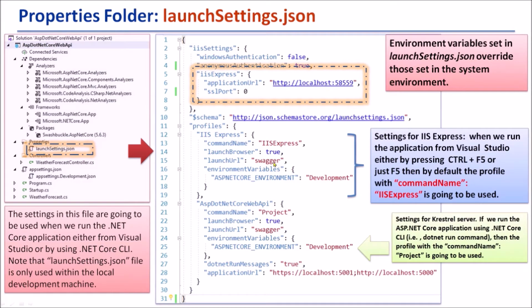The third one is ASP.NET Core Web API. The name of the object is the same as the project name. Namely, the settings for Kestrel server. If we run the ASP.NET Core application using .NET Core CLI, for example, the dotnet run command, then the profile with the command name project will be used. Note that if Swagger is installed, at that time launch URL Swagger will be used. If Swagger is not installed, at that time this application URL will be used.